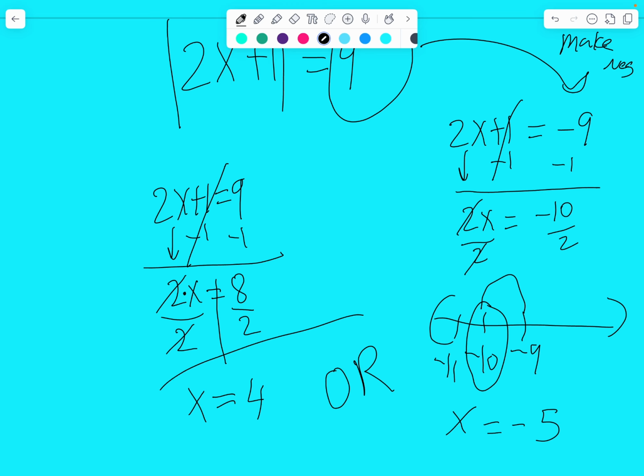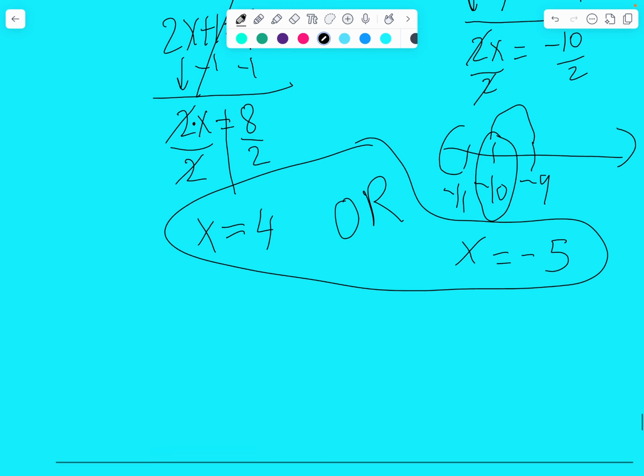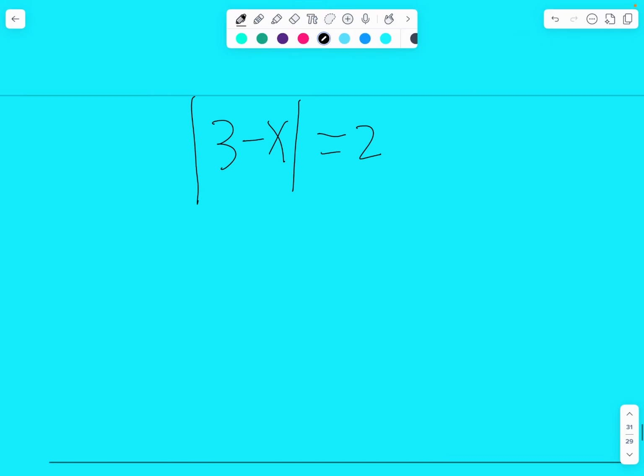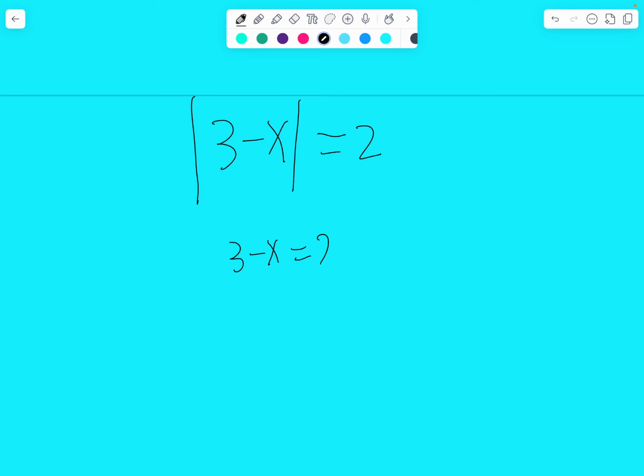So it's x equals 4 or x equals negative 5. Those both are your answers. There's two answers to that. All right? Now we have 3 minus x, which is slightly harder, equals 2, okay? So, I'm going to rewrite it as what it already says without the bars there, because they're literally just meant to trick you. So 3 minus x equals 2. Then I have 3 minus x equals negative 2.